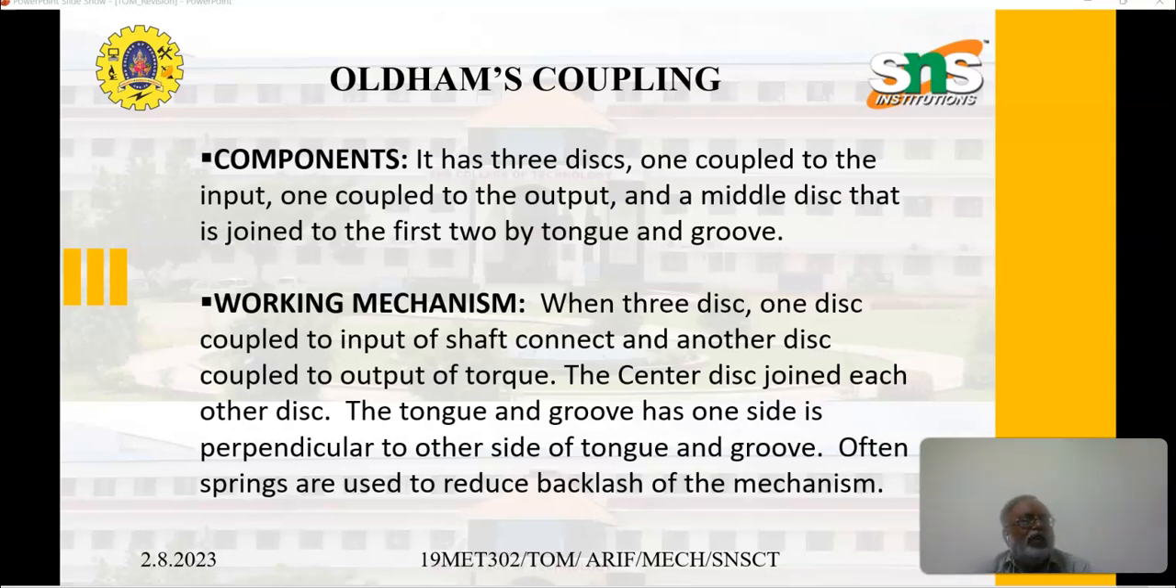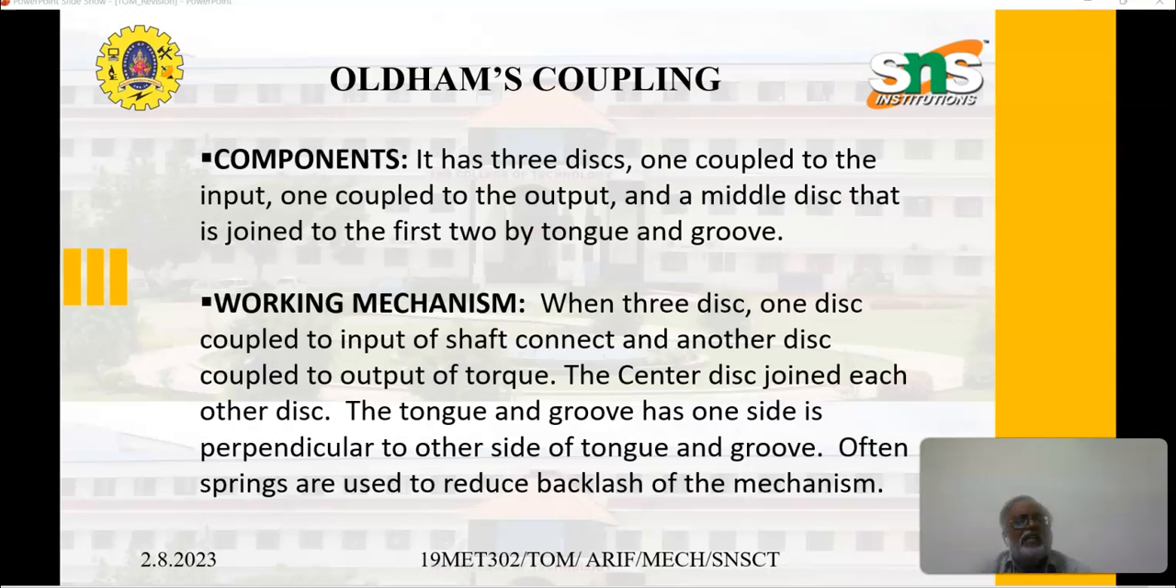We know that Oldham's coupling has three discs. One is coupled to the input and the other is coupled to the output. The third one is the middle disc that is joined to the first two by tongue and groove. The working mechanism: one disc coupled to the input shaft connects to another disc coupled to the output of the torque. The center disc joins each other disc. The tongue and groove on one side is perpendicular to the tongue and groove on the other side.